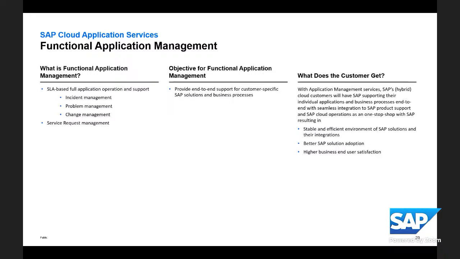And finally, when we say service request, it could be implementing a new printer for a given plant, something like this. This functional application management is 24/7 support for the production environment and 24/5 support for non-production environments. So what is the value for the customer? It's a stable and efficient environment of SAP solutions and their integrations, and higher business end user satisfaction.